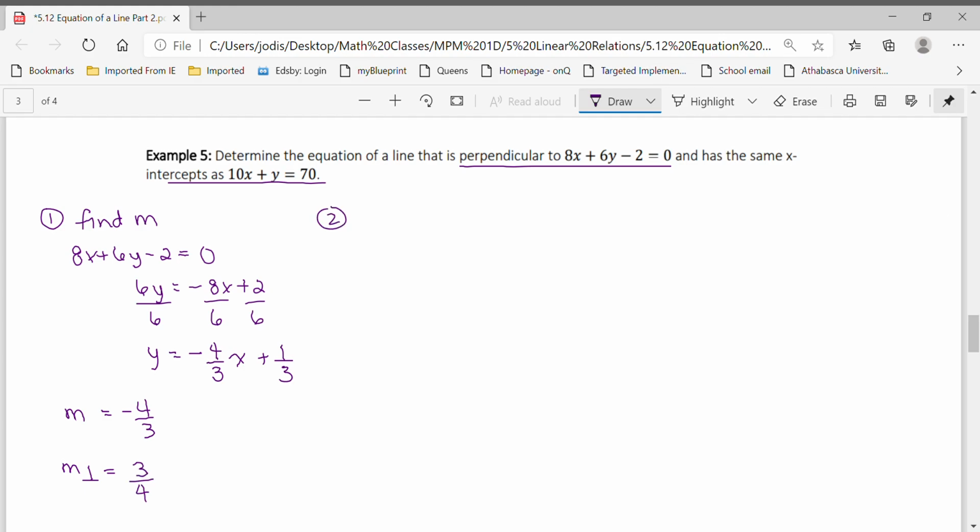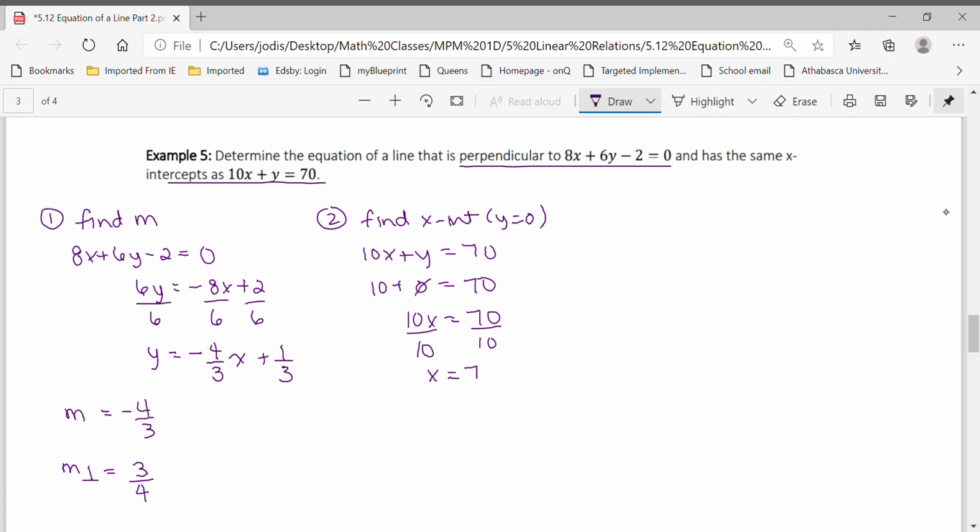Okay. We also know that this new line has to have the same x-intercept as that line. So let's find our x-intercept. That means y equals 0. So we've got 10x plus y equals 70. So 10x plus 0 equals 70. 10x is 70, divide both by 10, and x is 7. So we know this point, (7, 0), is on our new line.